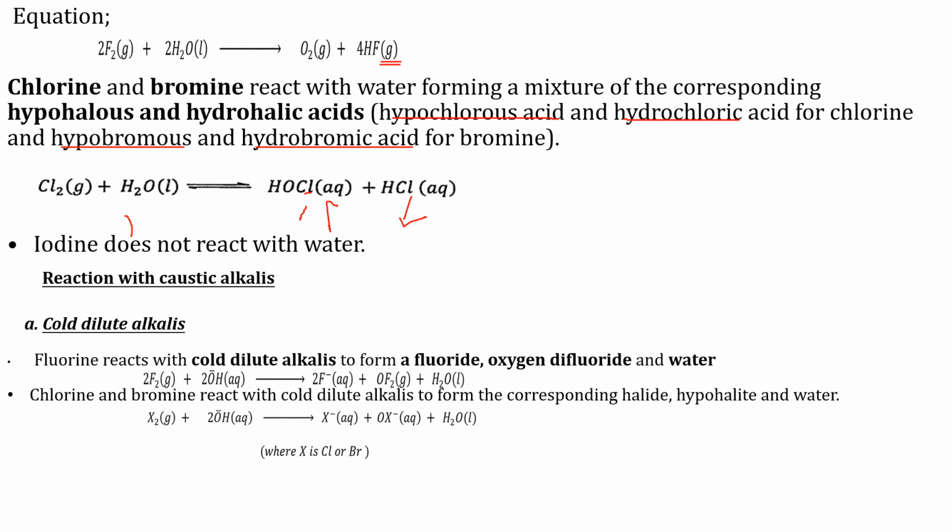But this also applies for iodine. So fluorine has its own reaction, and all these other ones have their own reaction. Let's start with how fluorine reacts with dilute sodium hydroxide or any dilute alkali. We are saying that fluorine reacts with cold dilute alkalis to form a fluoride, oxygen difluoride, and water.